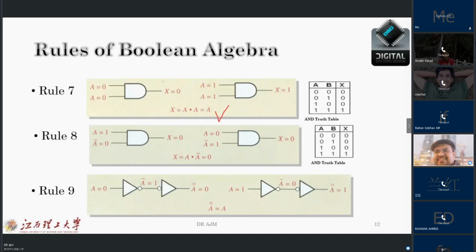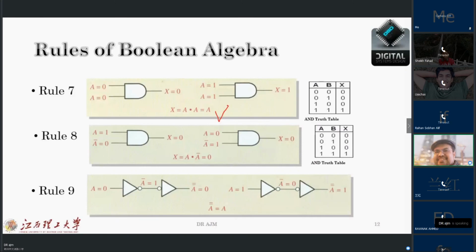Okay, continue with rule number 8. A dot A bar means that I need the AND between my input A and the complement of my input A. If I assume A as 0, then the complement is 1. If A is 1, the complement is 0. Then simply A and A bar, you will see that in all the cases it becomes 0, then the rule is proven.